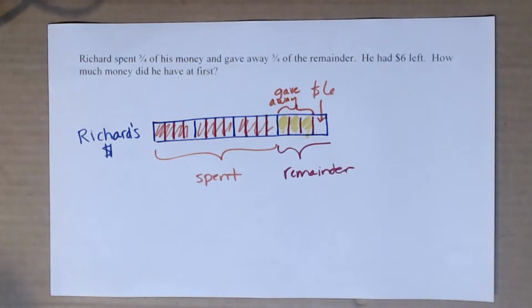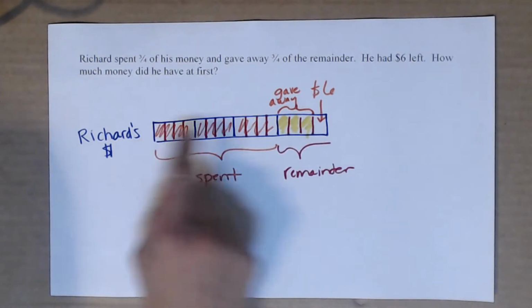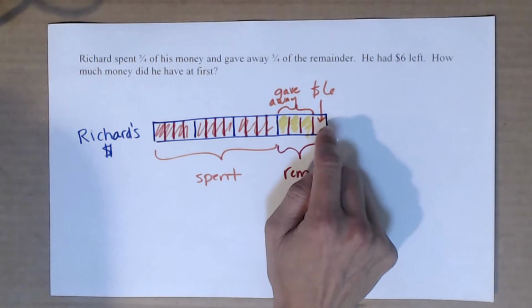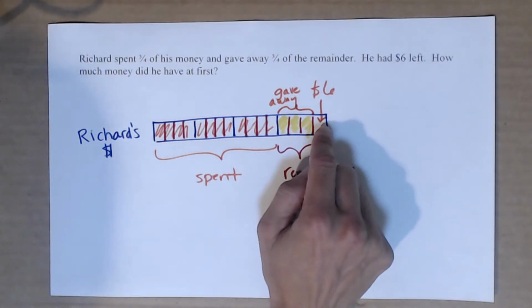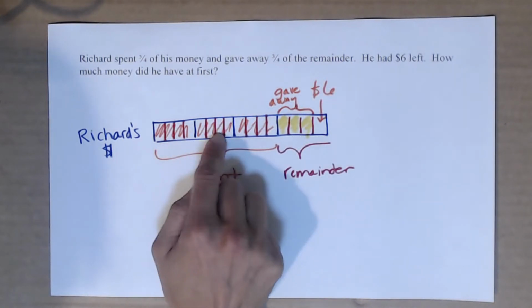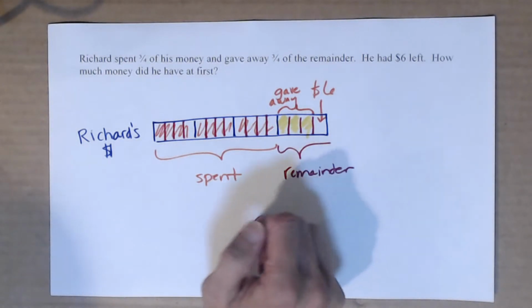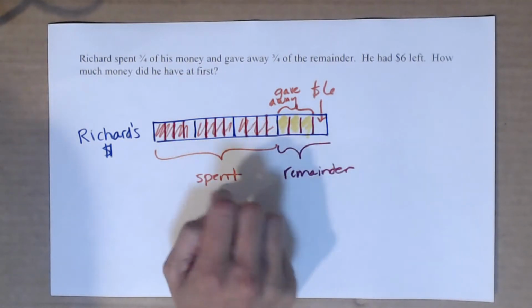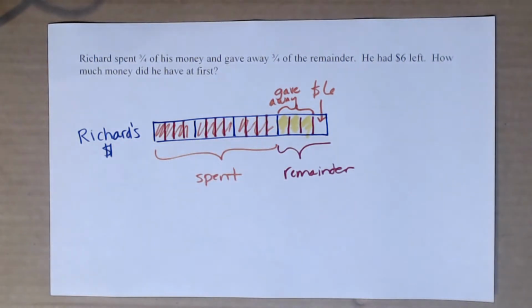Okay, he had $6 left. How much money did he have at first? So the question is, how much was all of this? So if this is 6, we look at how many parts of that size there are, and we multiply it by 6. So we have 4, 8, 12, 16 total parts, because we had 4 parts, and then we broke each down into 4 smaller parts. So we have 16 total parts, and each of those is $6.